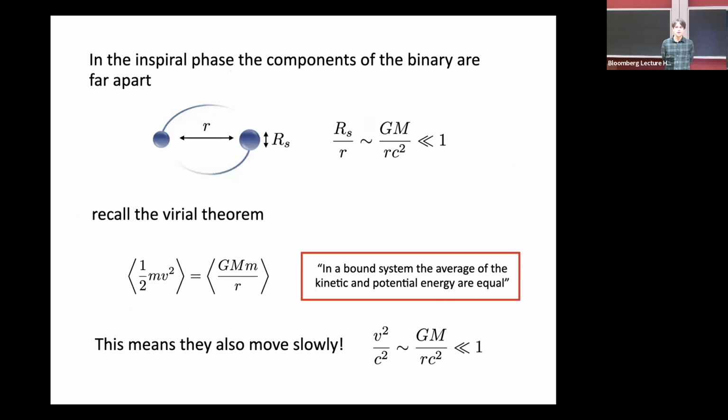So we have a small parameter, which is GM over r. And because of the virial theorem, these things are bound. And that means that the kinetic energy has to be of the same order. That means that they're also moving slowly. So really, there's two parameters which are comparable, which is the velocity in units of the speed of light and GM over r. And both of those are small. And that is the kind of perturbation theory that one can do. One can try to solve Einstein's equations as an expansion in both velocity and the separation between the objects.